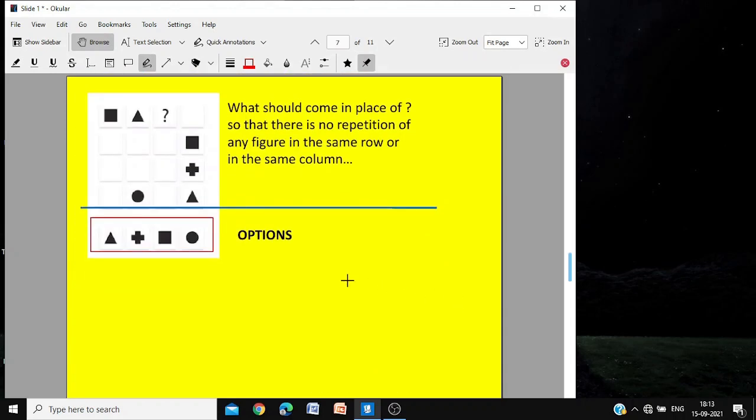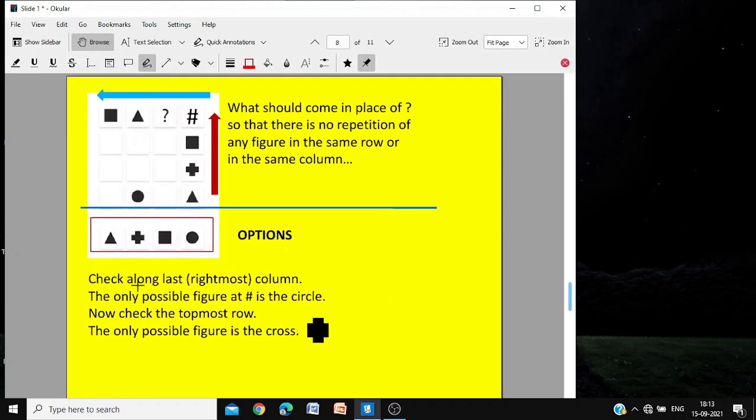Now what should come in the place of question mark? And there should be no repetition either along a row or along a column. The same figure, the same symbol cannot be repeated either in the row or in the column. And these are the options from which we have to choose.